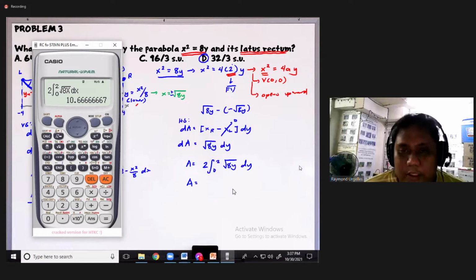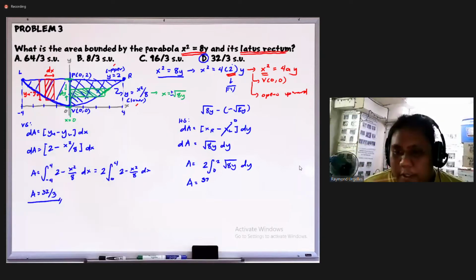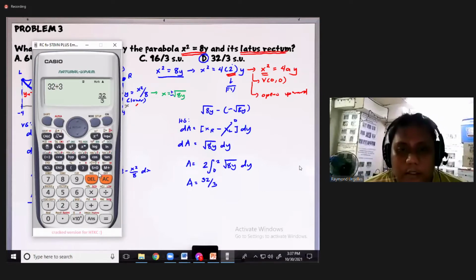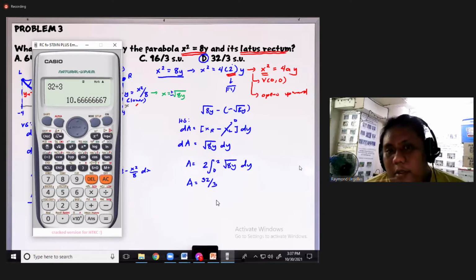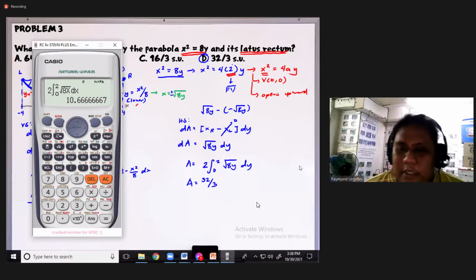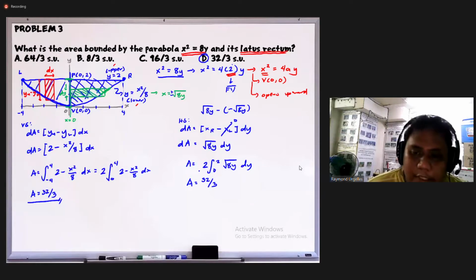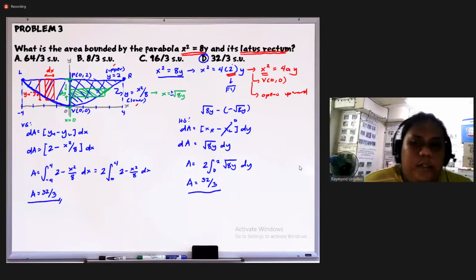Okay, so 10.6667. No? So 10.6667 is 32 over 3 as well. Okay. So we have 32 divided by 3. So we have 10.66667. So our answer to the problem is 33 over 3. Sorry, 32 over 3. Okay, so the result is the same. So just use whichever is more convenient for you.